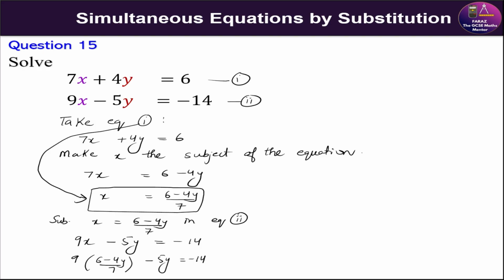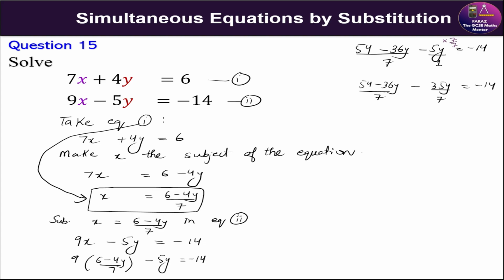And then multiply 9 with 6 and 9 with 4. So 9 times 6 is 54, minus 9 times 4 is 36y over 7 minus 5y equals to negative 14, and there is 1 in the denominator. All right, so you need to multiply the second fraction by 7 over 7 to make the denominator same. So it will look like this: 54 minus 36y over 7 minus 5 into 7 is 35y over 1 into 7 is 7 equals to negative 14.